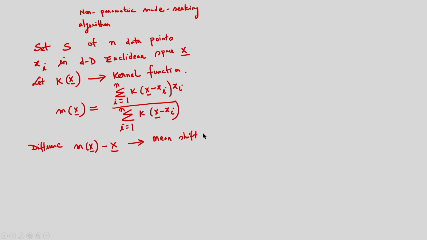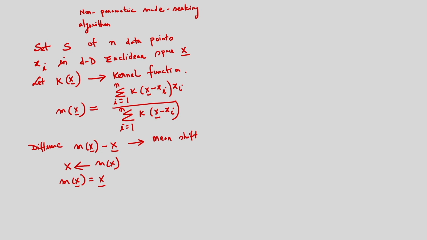So the mean shift algorithm iteratively moves a data point to its mean. That concept I already showed in the previous slide. At each iteration, the mean m(x) is assigned to x. The algorithm stops when m(x) is equal to x. So this is the convergence condition.